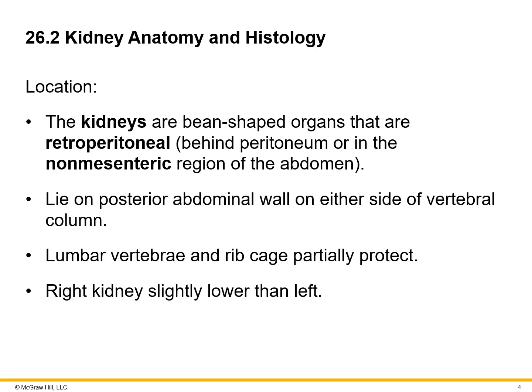All right, so if we look at some of the anatomy, of course, the kidneys are kidney bean shaped, but they are retroperitoneal, which is behind the peritoneum, or in the non-mesenteric region of the abdomen. So posterior abdominal wall, right there at the lumbar vertebrae and the rib cage, and the right kidney is just a little bit lower than the left.